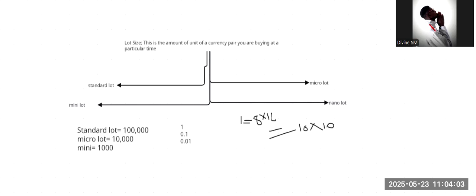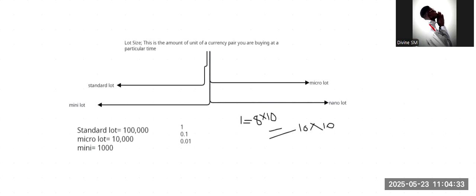Also, if you use two standard lots, that's to say each one pip movement will now be $20 because we are now using two. That is just it. If we use 10, we are saying that one pip movement will now be $100, depending on the account size you have. You can't have a $10 account and want to be using a standard lot. Just one pip, the account is gone.